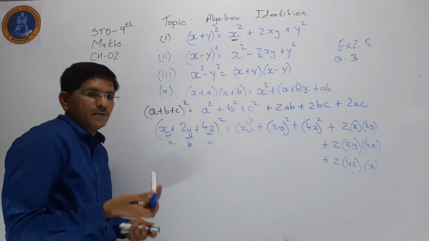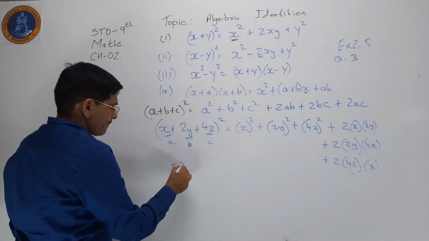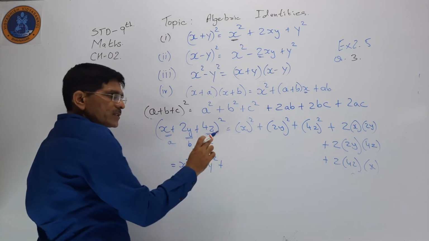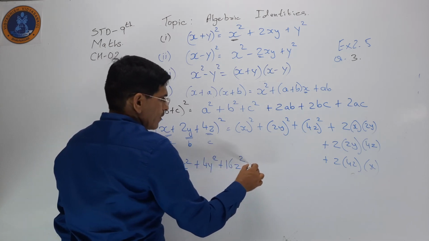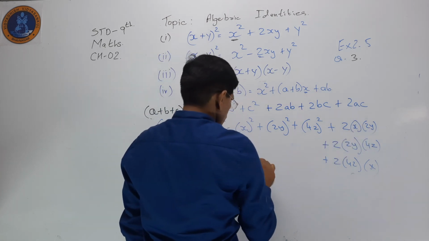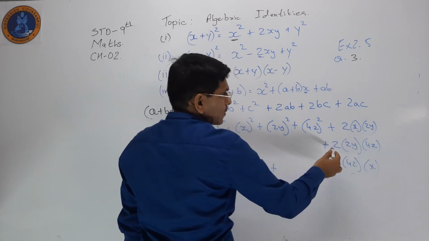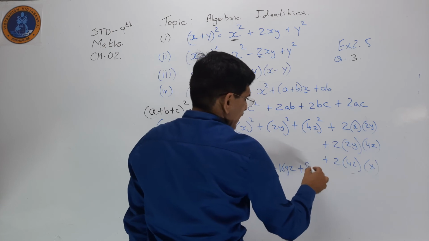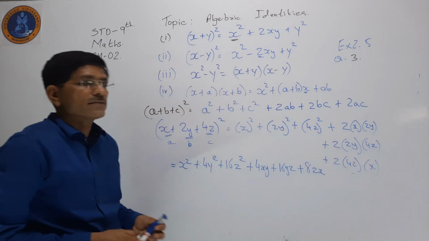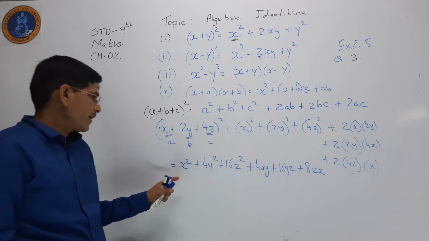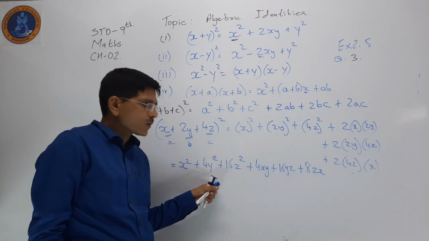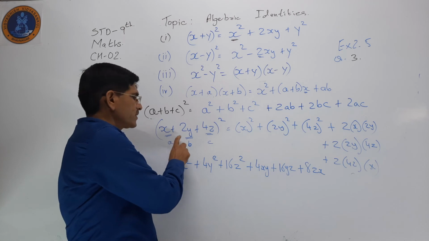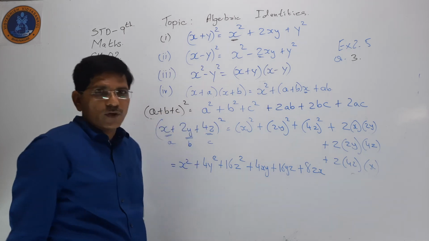Now we have to open the brackets. First term x square, 4y square, plus 16z square, plus 2 times 2 is 4xy, 2 times 4 is 8, 2 times 8 is 16yz, and 4 times 2 is 8zx. The answer must be 6 terms. x square plus 4y square plus 16z square plus 4xy plus 16yz plus 8zx. That is x plus 2y plus 4z whole squared.